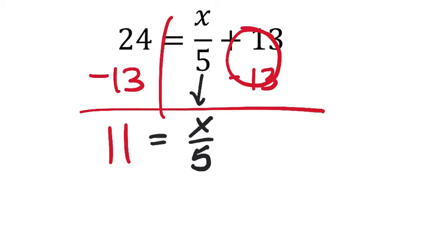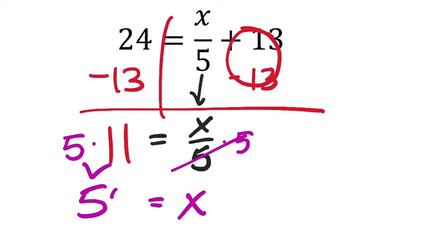So I got 11 equals x divided by 5. And I want to get rid of that divide by 5, so I'm just going to multiply both sides by 5, okay? That will become a phantom 1, which leaves me with just x equals 5 times 11 is 55.